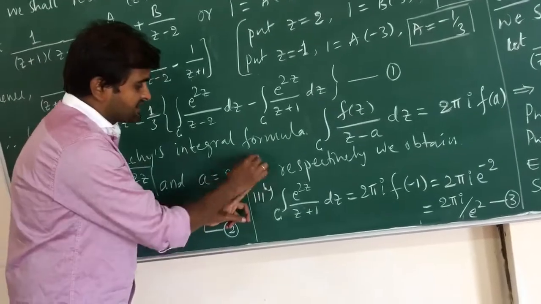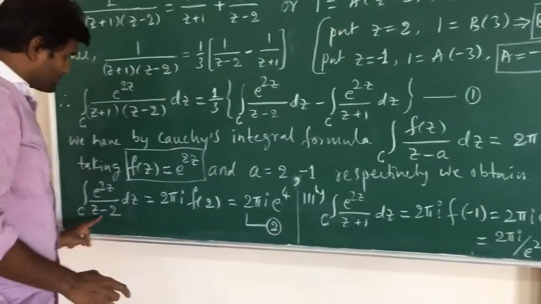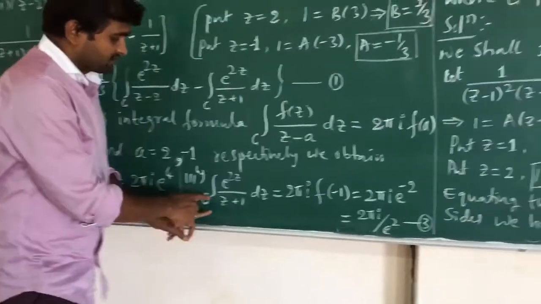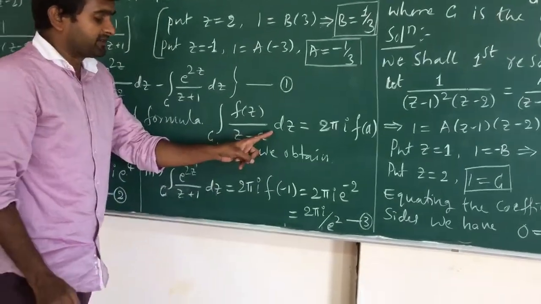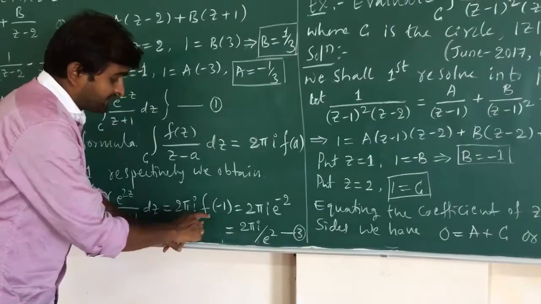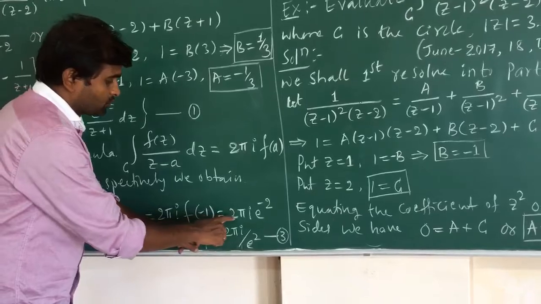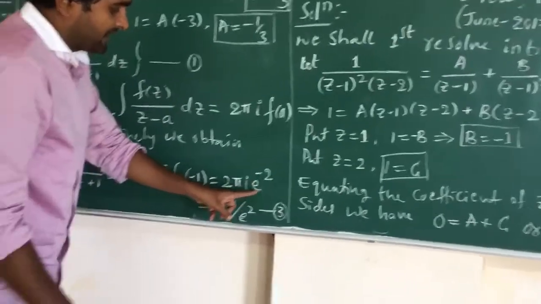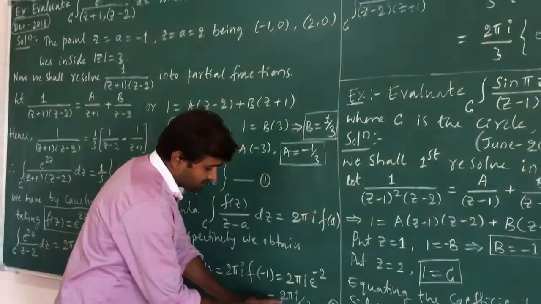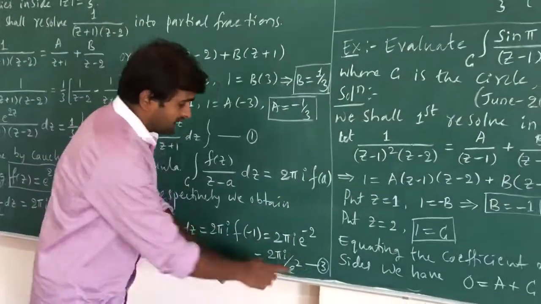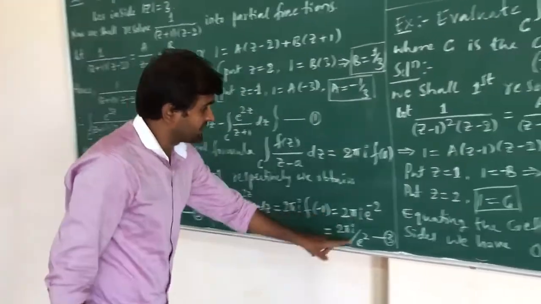Similarly, one more point, a equal to minus 1. The same expression, but here we have z plus 1 in the denominator, with dz again the same. Comparing with the integral formula, this is 2 pi i into f of minus 1, so a is minus 1, that is z is minus 1. This gives 2 pi i e raised to minus 2, which is 2 pi i over e raised to 2. Calling this equation number 3. Now substitute equations 2 and 3 in 1.